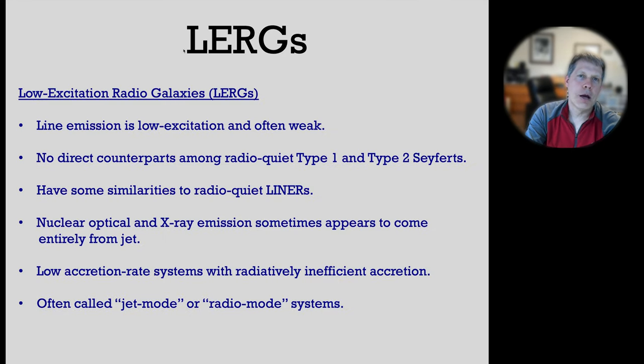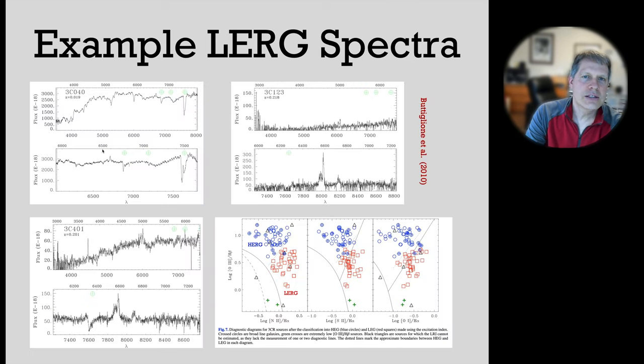The next point is I have to talk about the low excitation radio galaxies, the LERGs. For these systems, the line emission is low excitation, according to those BPT diagnostic diagrams, and is often weak. These systems do not have obvious direct counterparts among radio-quiet type 1 and type 2 Seyfert galaxies, although they do have some similarities to radio-quiet LINERs. If you look at optical spectra of these systems, here are three examples of low excitation radio galaxies. The lines are fairly weak and unimpressive. I mean, there's H alpha, there's H alpha, and so on.